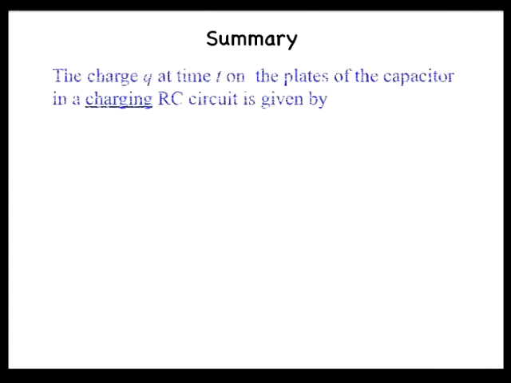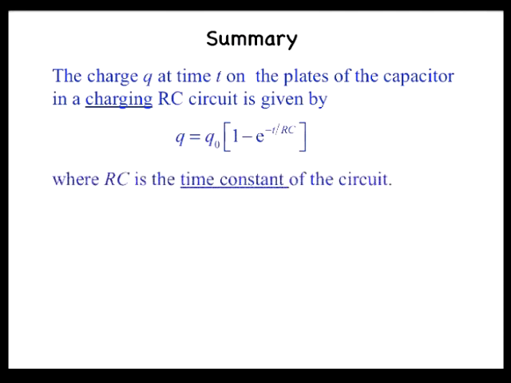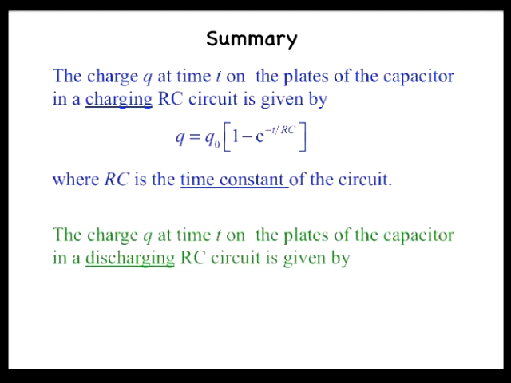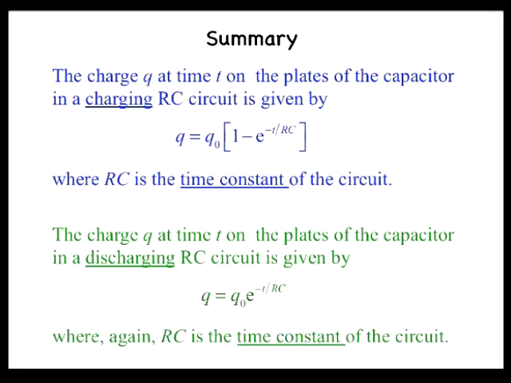In summary, in this section we have discussed the time-dependent or transient behavior of RC circuits. We have found that the charge Q at time t on the plates of a capacitor in a charging RC circuit is given by Q equals Q0 times 1 minus e to the negative t divided by RC, where RC is the time constant of the circuit. The charge Q at time t on the plates of a capacitor in a discharging RC circuit is given by Q equals Q0 e to the negative t divided by RC, where again, RC is the time constant of the circuit.